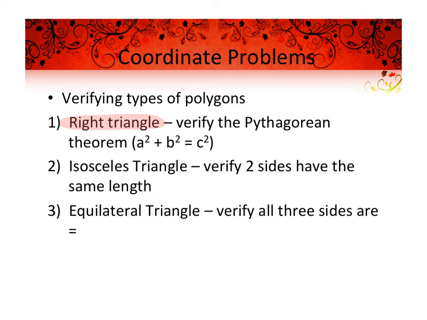If it wants you to verify that a triangle is an isosceles triangle, it means 2 sides have to be the same. So you're going to use the distance formula. You're going to show that 2 sides are the same. And if it's asking you to show that it's an equilateral triangle, you're going to find the lengths of all 3 sides and show that they are the same.